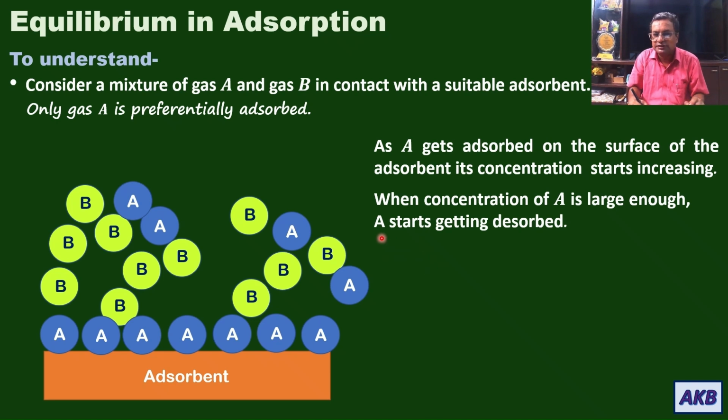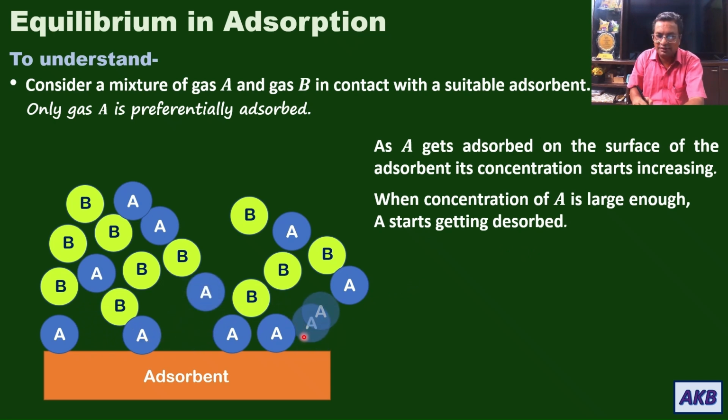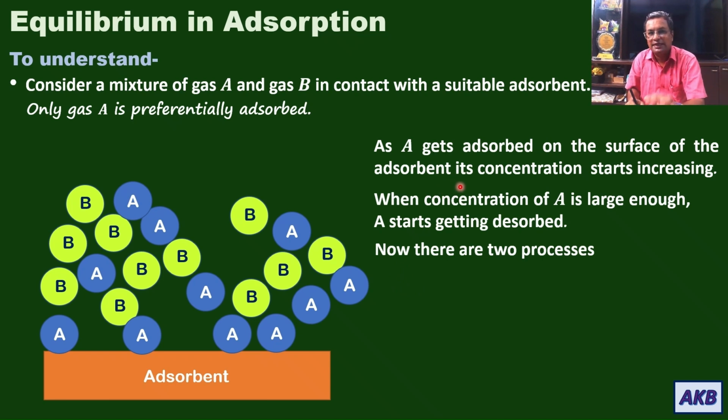What is the reverse process? A starts getting dissolved. So when you have sufficient concentration of A on the surface of the adsorbent, A starts getting dissolved. Some of the A will be getting dissolved. So that means at this particular stage, when you have enough concentration of A on the surface of the adsorbent and A starts getting dissolved, then you have two distinct processes now.